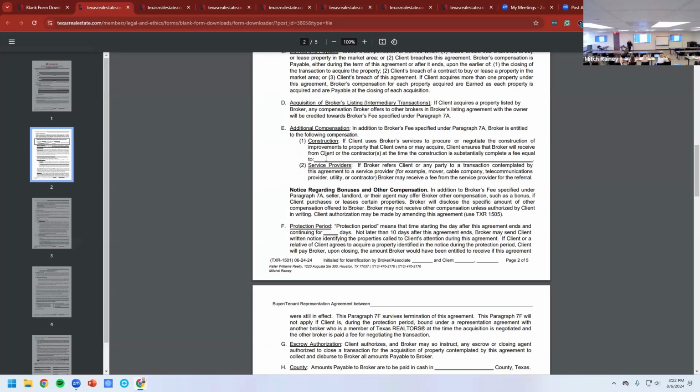Do the amendment. Okay, notice regarding bonuses and other compensation. In addition to broker's fees specified under paragraph 7A, seller, landlord, or their agent may offer broker other compensations such as a bonus. If client purchases or leases certain properties, broker will disclose the specific amount of the compensation offered to broker. Broker may not receive other compensation unless authorized by client in writing. Client's authorization may be made by amending the agreement with the Texas 1505. That's where it's telling them if there's a bonus, you need to disclose it. And then we're going to look at the buyer's amendment to be able to accept that.